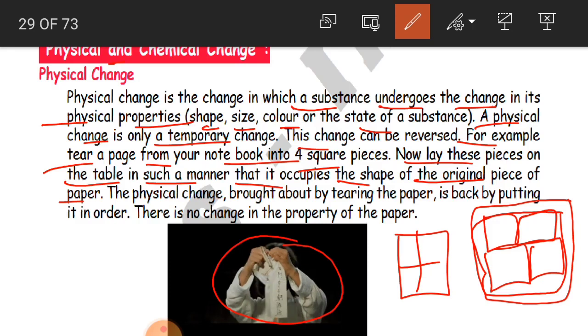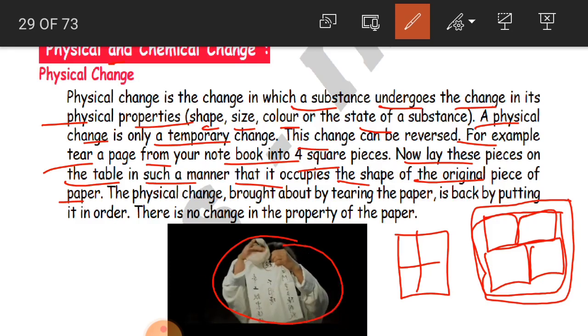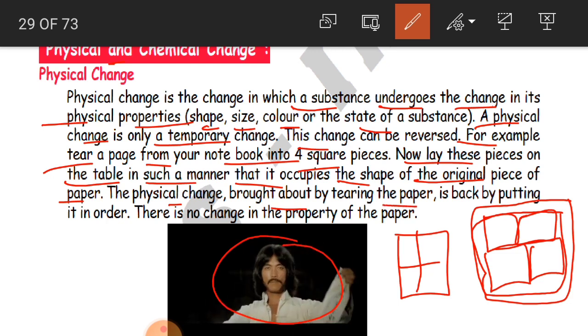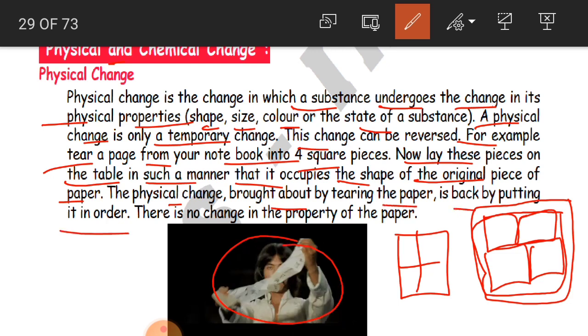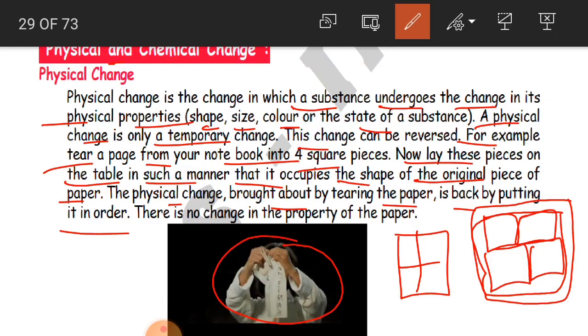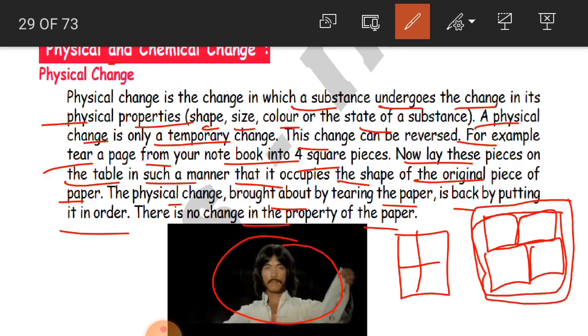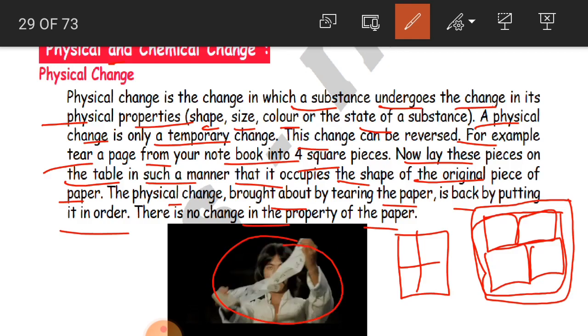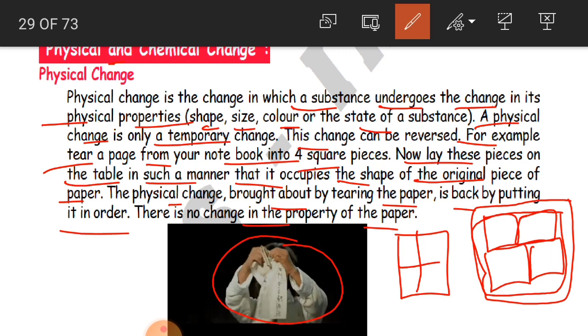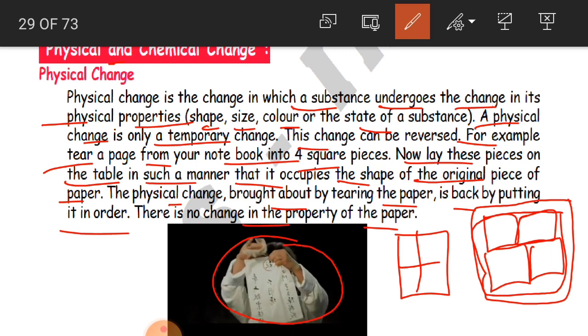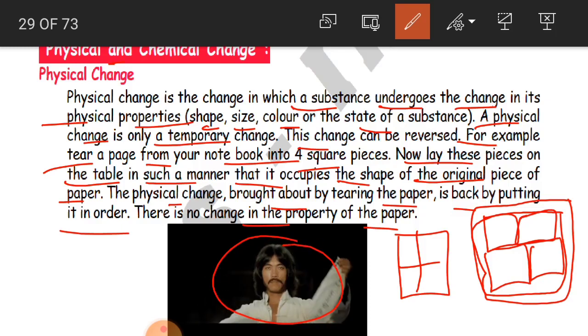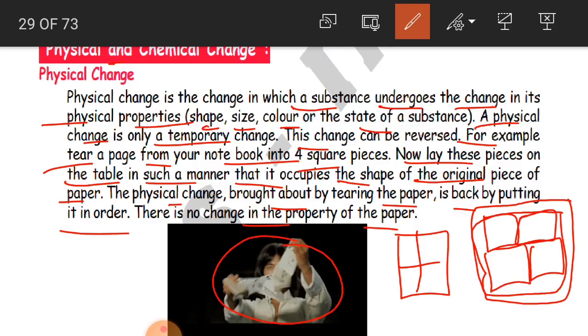So this is nothing but a physical change. The physical change brought about by tearing the paper is reversed by putting it in order. So there is no change in the property of the paper. See here, this paper did not turn into wood or plastic. The paper is as it is, paper only. The only thing is it has just changed its shape and size.